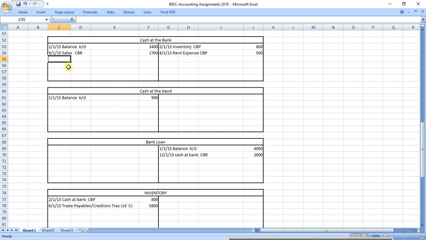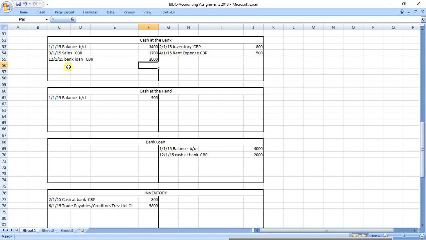Debit side, why? Because the cash is going to go up. On the 12th of the 1st, what is this? Bank loan, cash book receipts, 2,000. And that's it. Simple, nice, easy. Okay, we don't have to draw more columns or more T accounts. We've got them.